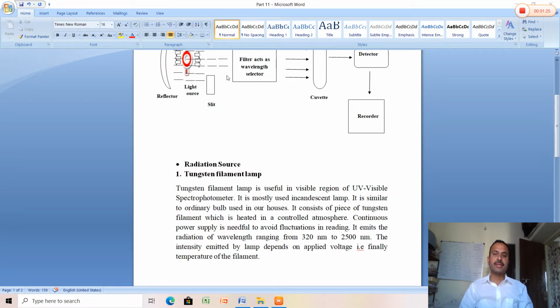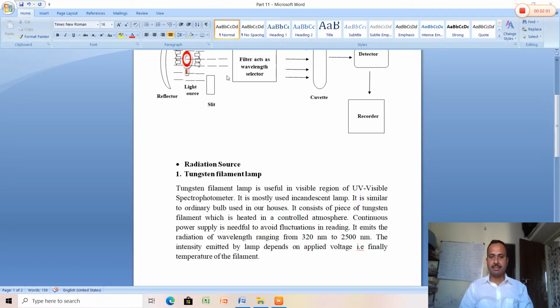The second one is discharge lamps. The discharge lamps are hydrogen discharge lamps, deuterium discharge lamps, and xenon discharge lamps, employed as a radiation source in any type of spectrophotometer. In this lecture, we will focus on the tungsten filament lamp. It is nothing but an ordinary light bulb or white bulb, similar to the bulb employed in our household systems.